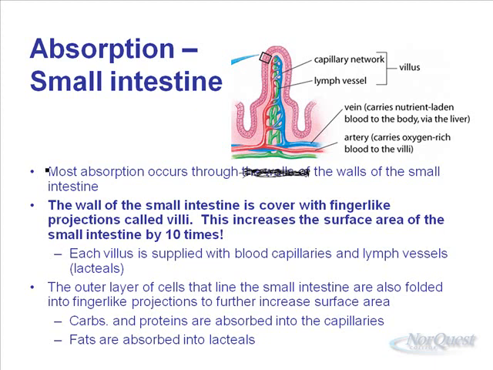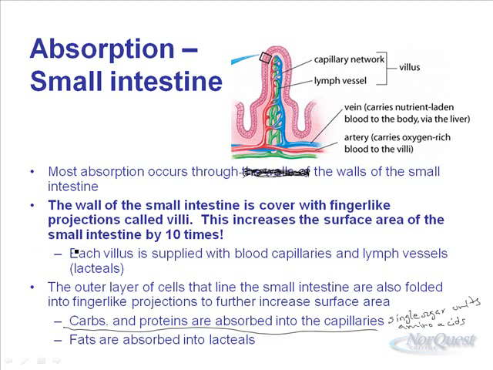All the carbohydrates and proteins that we broke down are absorbed into the capillaries, and really these are going to be single sugar units and amino acids, because all of those proteins have been broken down into amino acids.